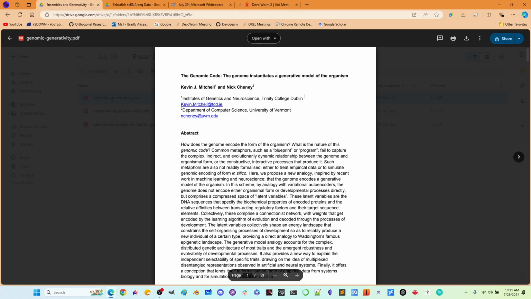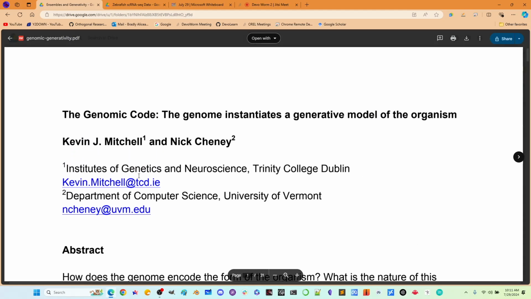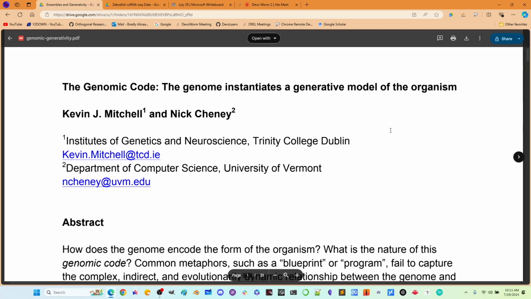There have been a couple of papers that I've run across this week that have to do with the generativity of development. And then there's this paper on ensembles in development. So the first paper is this paper, The Genomic Code, and this is by Kevin Mitchell and Nick Cheney. Kevin Mitchell is a genetics and neuroscience person from Trinity College Dublin. And this has to do with the genome instantiating a generative model of the organism.